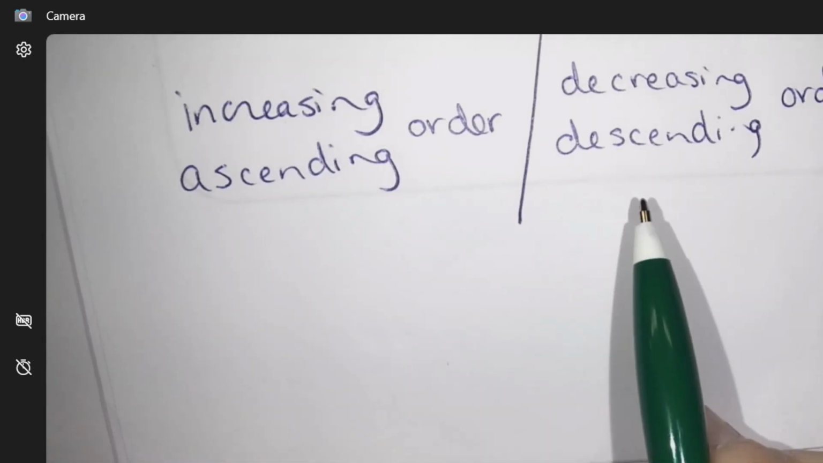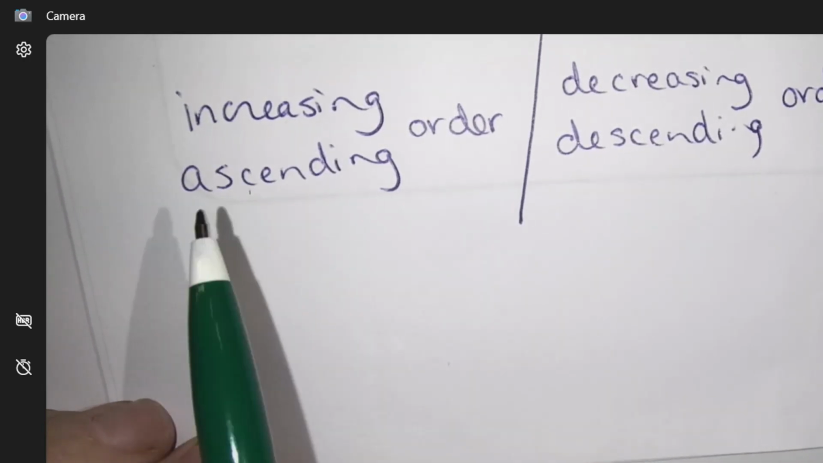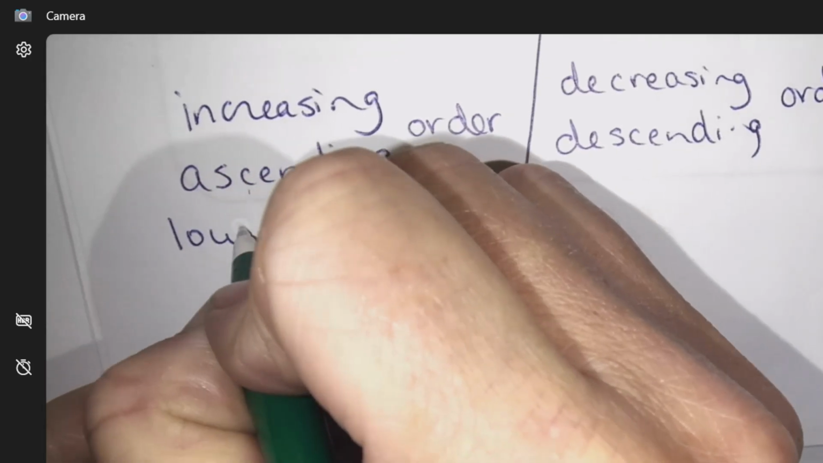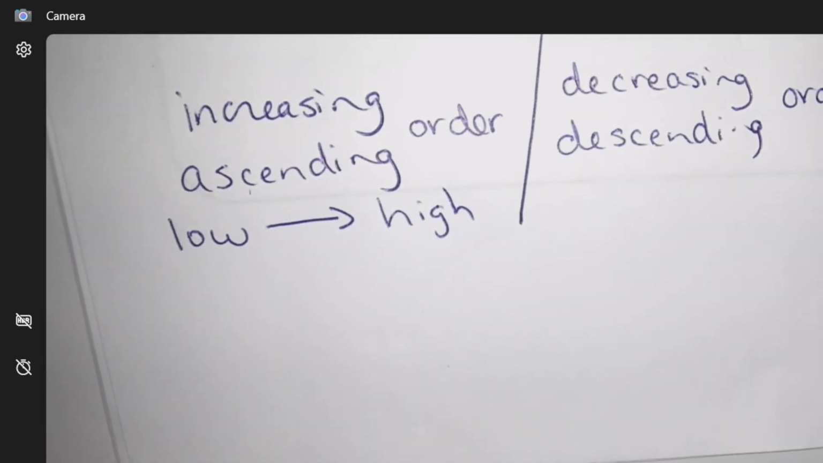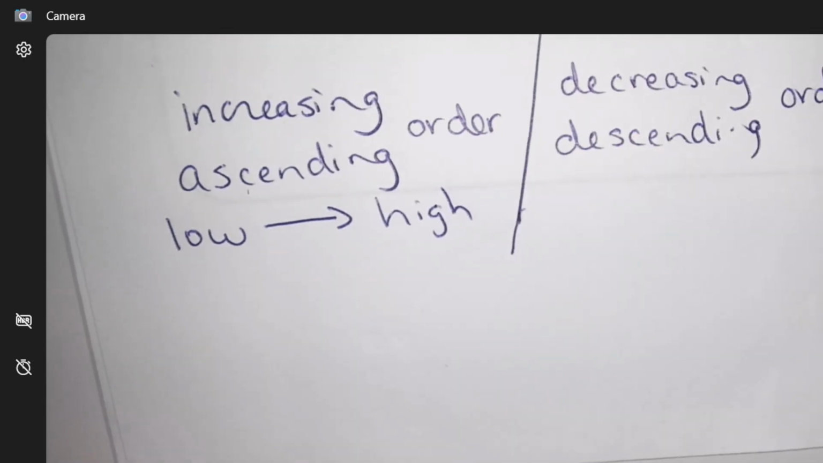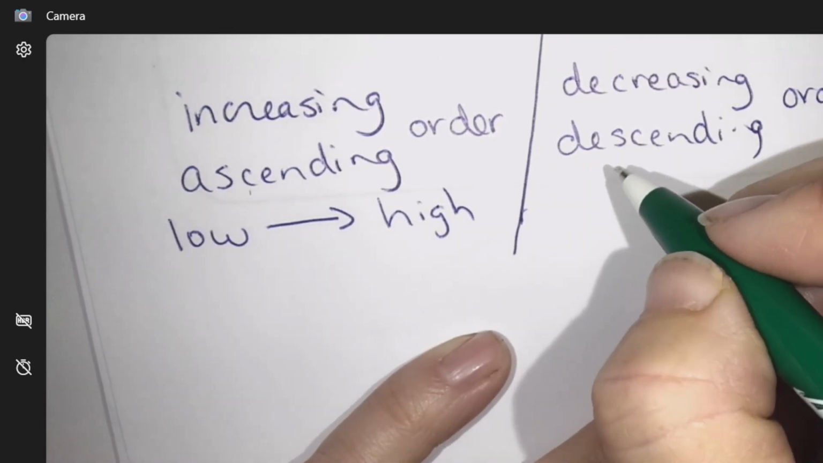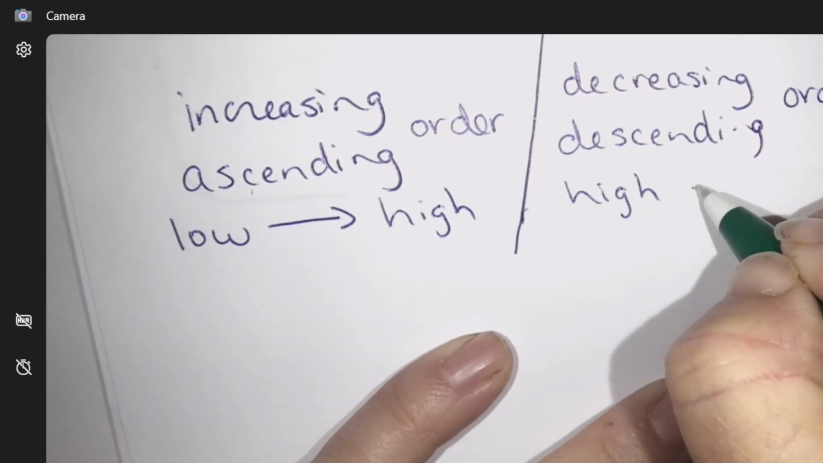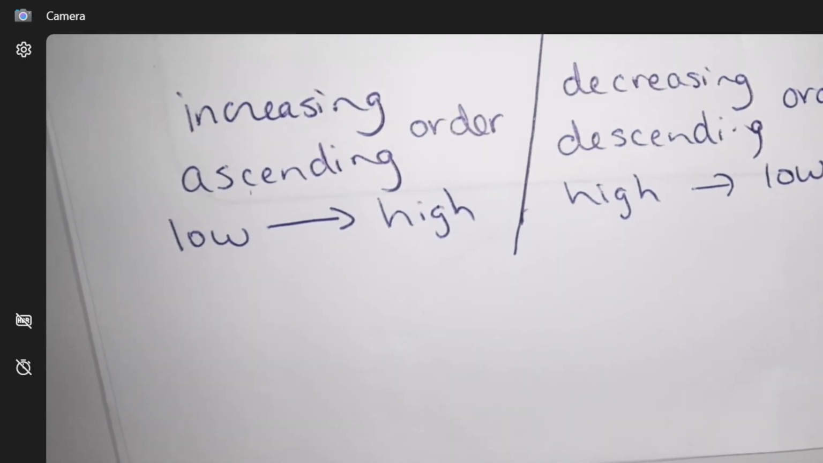So you need to know what those words mean. So when you increase, you start low to high, right? Go low to high. And decreasing would mean I need you to write me numbers from high to low.